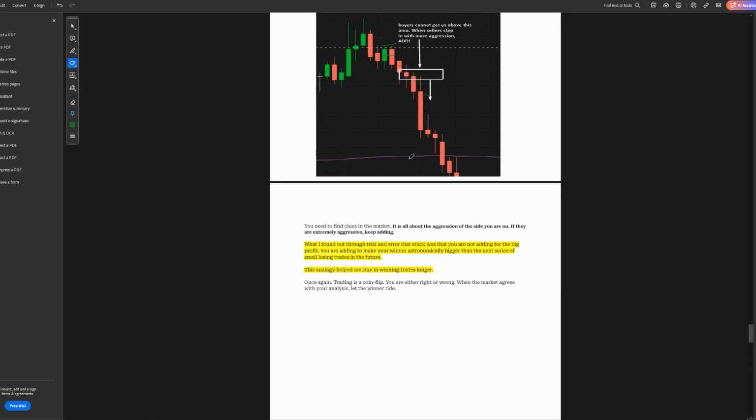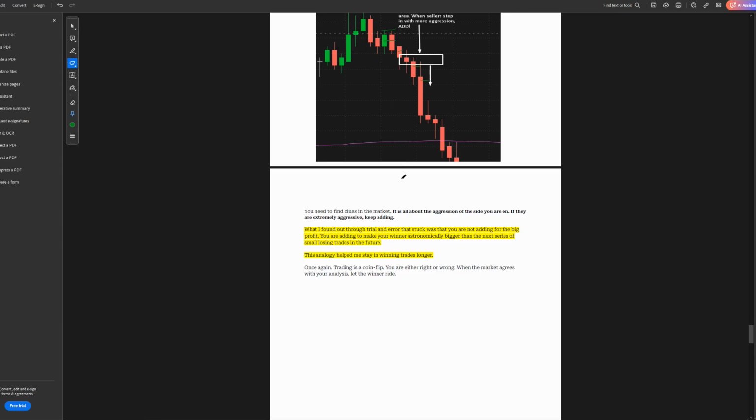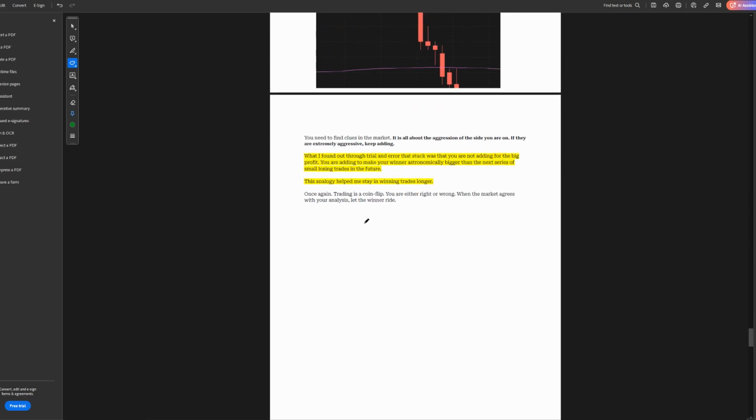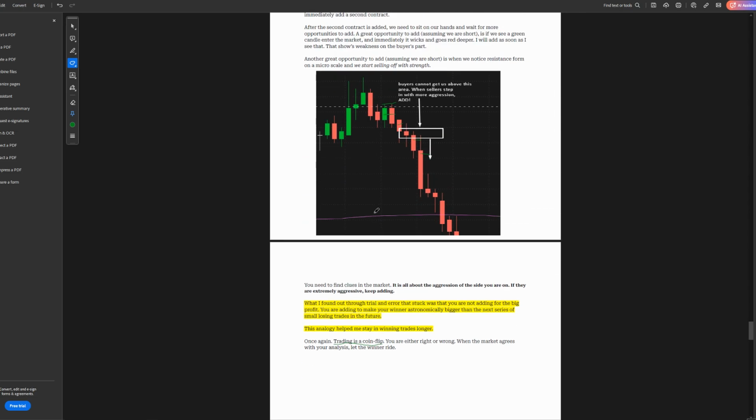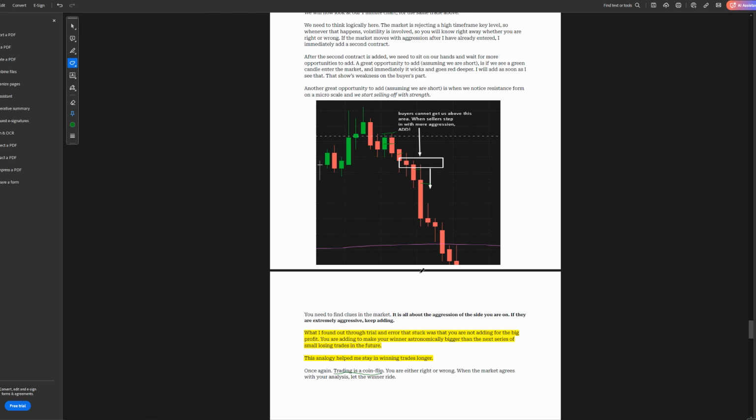Well, that's the catch. I trade it very differently, and I even explain in here that trading is a coin flip. You're either right or you're wrong. So whenever you're right, you want to add to your position, but I like to add very smartly. I go through it in this actual PDF here. I like to add very smart.